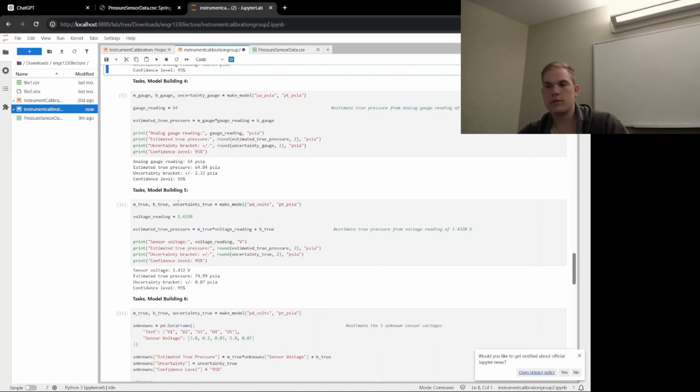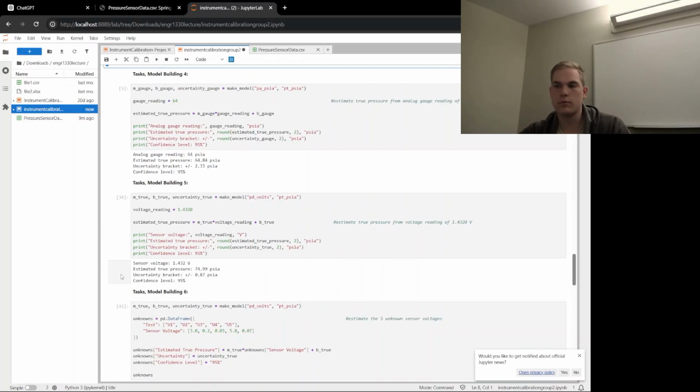A similar thing happens for task 5, but instead here, voltage to true pressure, and then it converts that to estimated pressure due to the 1.4320 volts, and then it outputs our input voltage, our estimated pressure, our uncertainty from the model, and our fixed 95% confidence level.